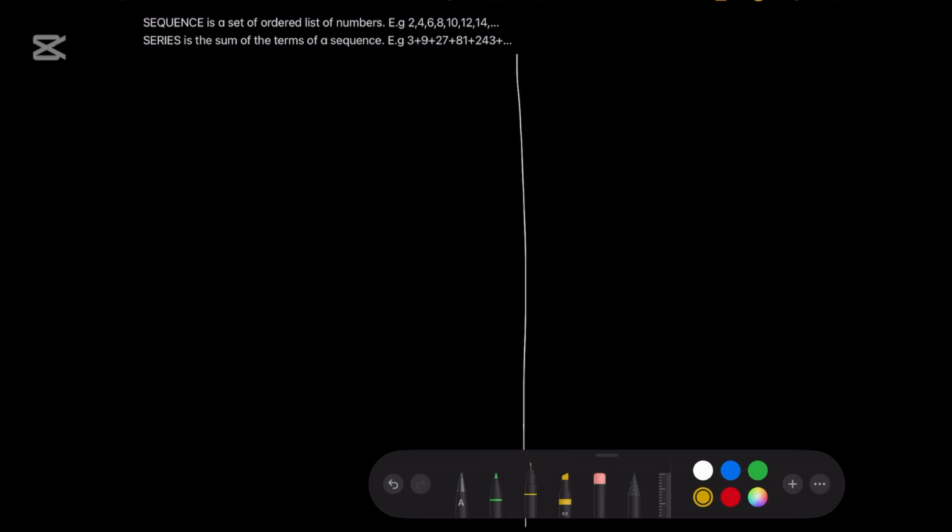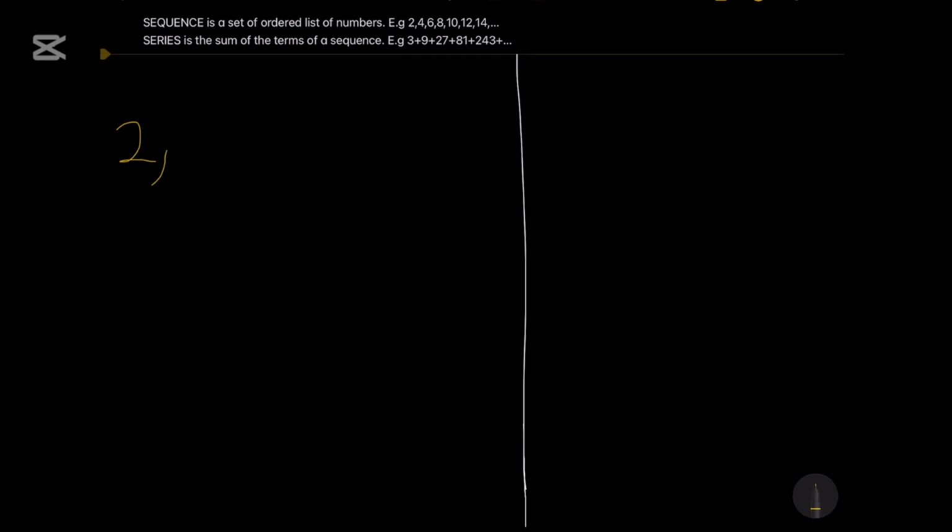Today we'll be looking at the topic sequence and series. So what do we mean by sequence? A sequence is a set of ordered list of numbers, just as you can see. That is, when we talk about sets of ordered, that is numbers that follow patterns. For example, 2, 4, 6, 8, 10, and so on. So a sequence is just a set of ordered numbers that follow some pattern.